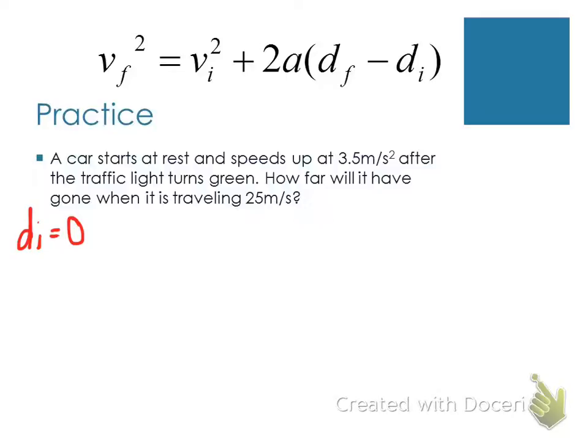Miguel, can you give me one of the variables? The final velocity is 25. Yep, good. And Keaton, can you give me one? Acceleration, 3.5 meters per second squared. Good. Sergio, you got another one? Initial velocity is 0. Perfect. And tell me what we're solving for, Sarah.